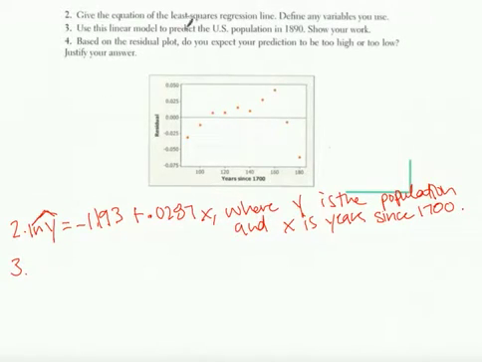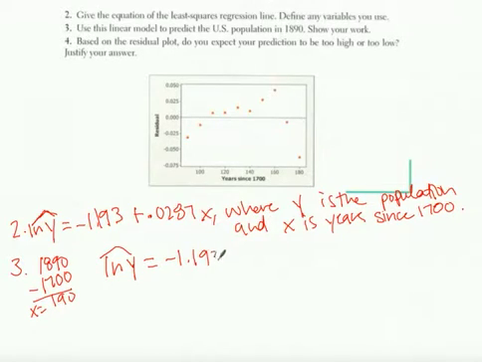Number 3 says use the linear model to predict U.S. population in 1890. So if I'm doing years since 1700, remember that x is years since 1700. So I would do 1890 minus 1700 and get 190. So this is the value that I'm going to plug in for x. So then I'm going to use my predicted ln y hat equals negative 1.193 plus 0.0287 times 190. Whenever you do that, you get 4.26.